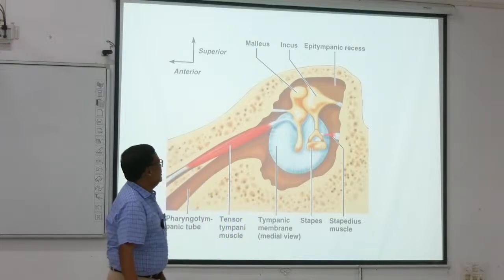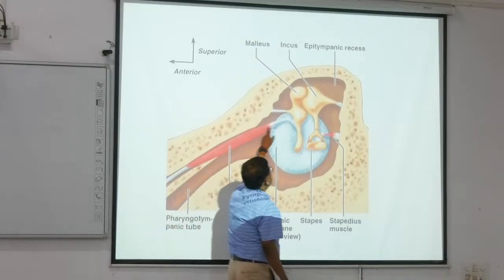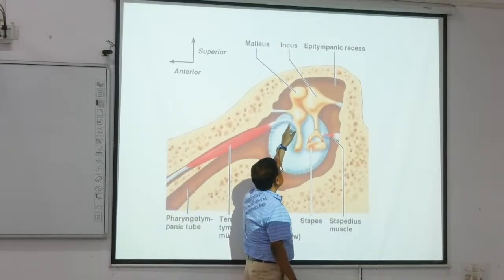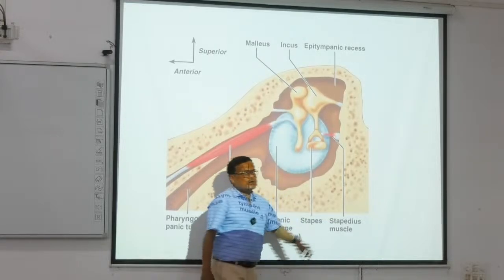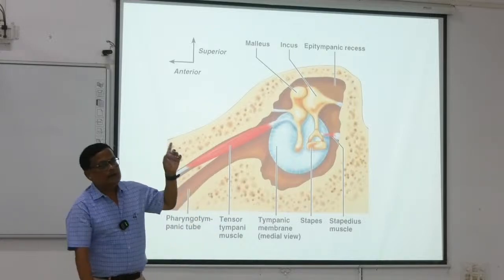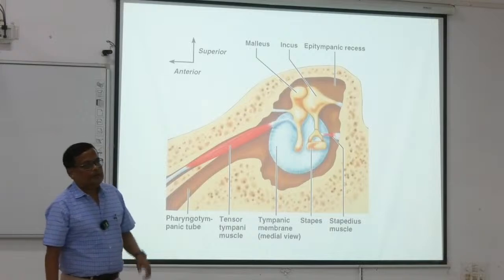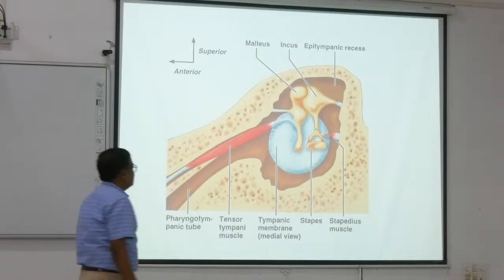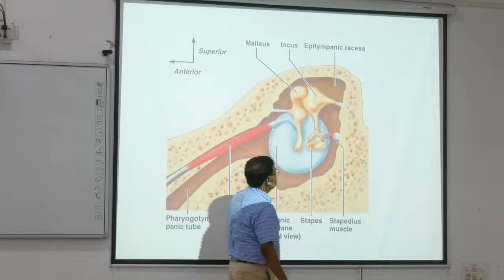Here you can see the tensor tympani muscle is attached to the handle of the malleus. And this is known as the anterior ligament of the malleus, attached to the anterior process which comes out from the tympanic cavity and attaches to the spine of the sphenoid bone. The anterior ligament of the malleus is developed from the first arch. This is the stapedius muscle. Next.